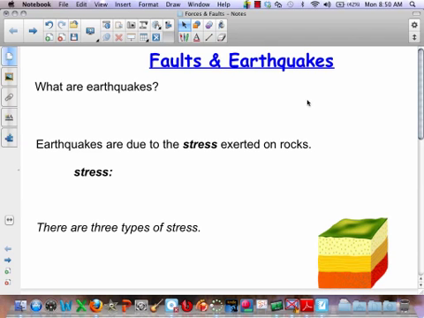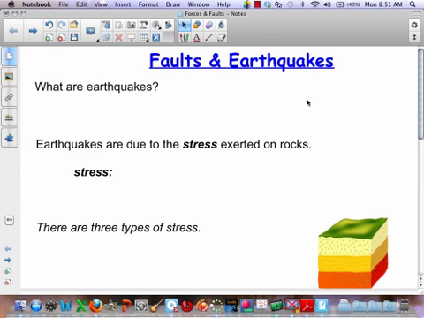Cassidy, what's an earthquake? Okay, why does it shake? Ooh, I know this one. Drake? Why does it make an earthquake? Yeah. So why does it make an earthquake? Because of friction. Makes it shake.